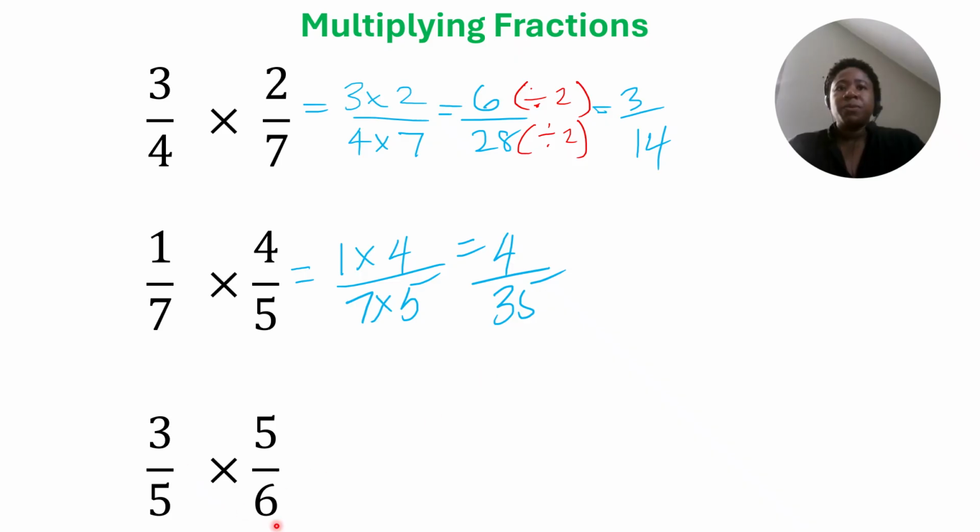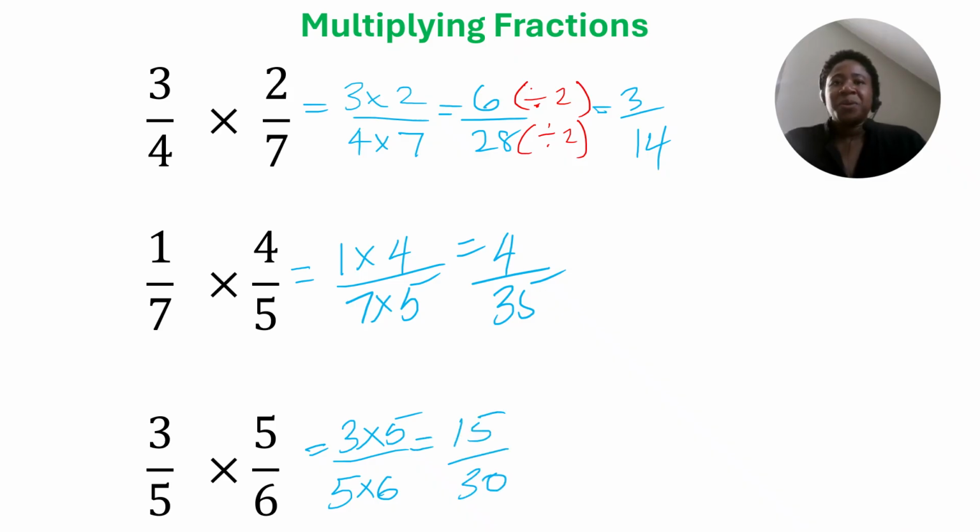The third example we have is 3 over 5 times 5 over 6. And again, we want to multiply our numerators followed by our denominators. 3 times 5, 5 times 6. 3 times 5 is 15, 5 times 6 is 30. We again realize that this fraction can be further simplified if we divide the numerator and the denominator by 15.